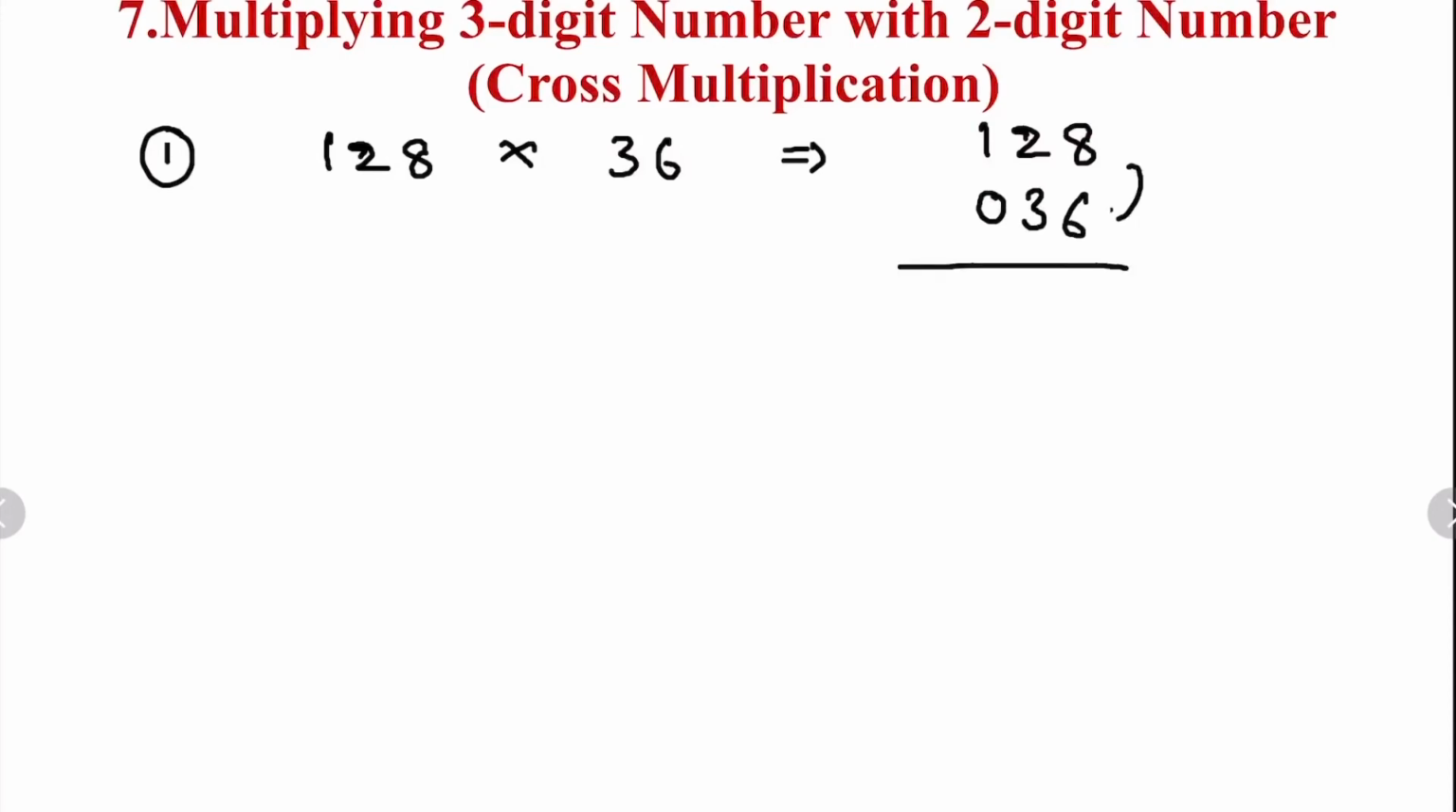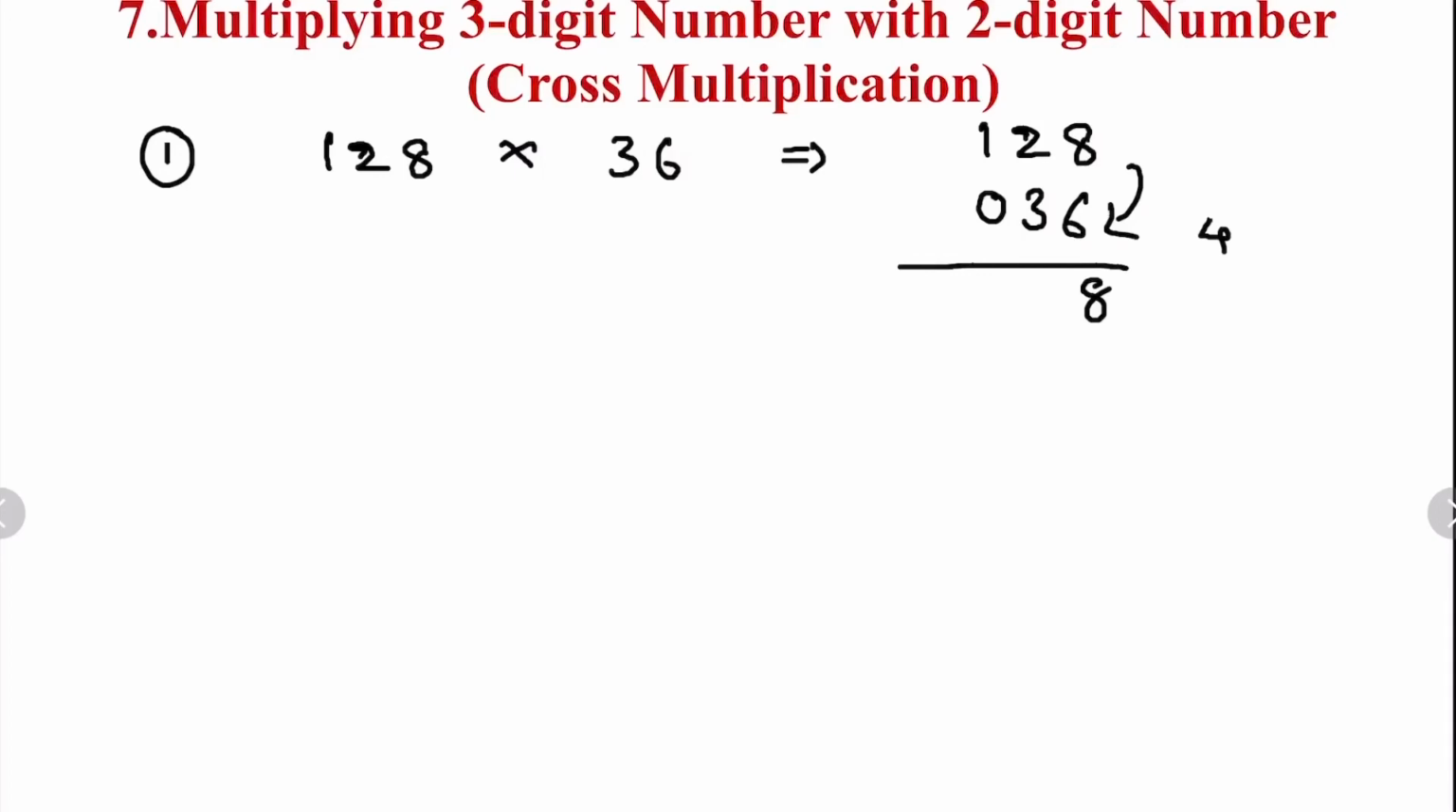Next trick, multiplying a 3-digit number with a 2-digit number. Example, 128 is multiplied with 36. So this can be written as 128, 036. 8 into 6, 48, 4 carry forward.